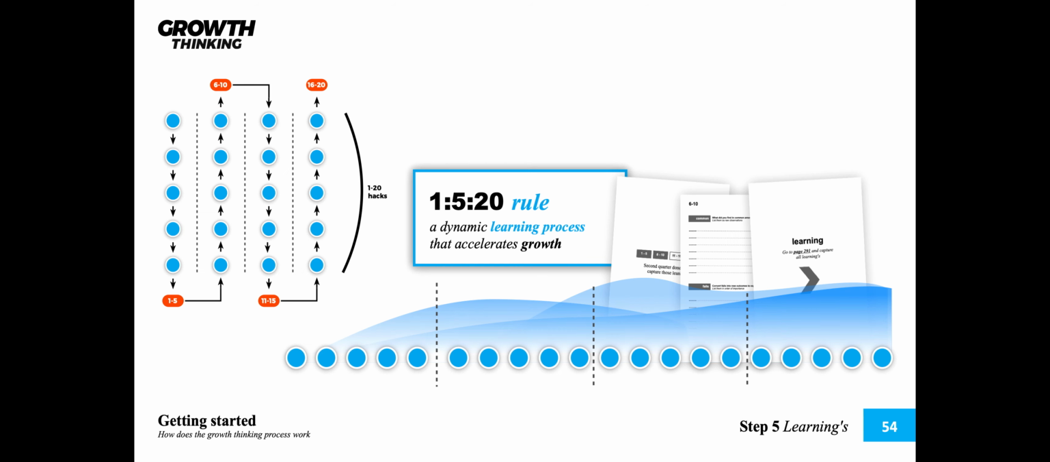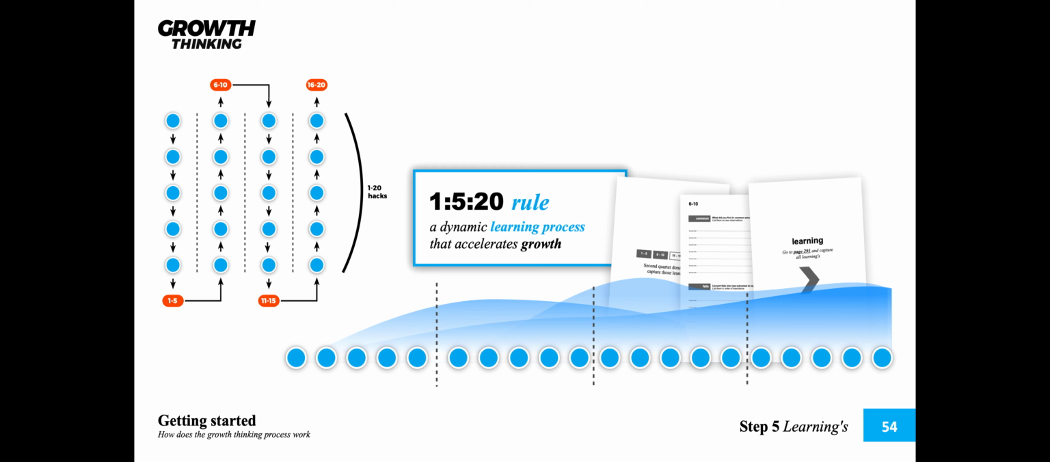So let me switch over here. This is really important. I want to spend a little bit of time on this. So the system that we talked about earlier, right? You see that each one of those circles represents a single hack. And so you start with number 1 and you work to number 5. And this is where the 1-5-20 rule that I've been talking about comes into play. So how does it work?